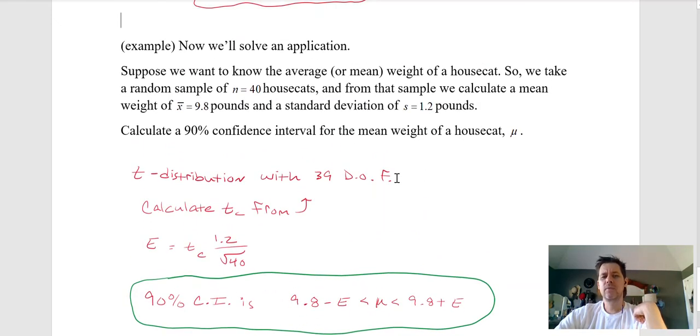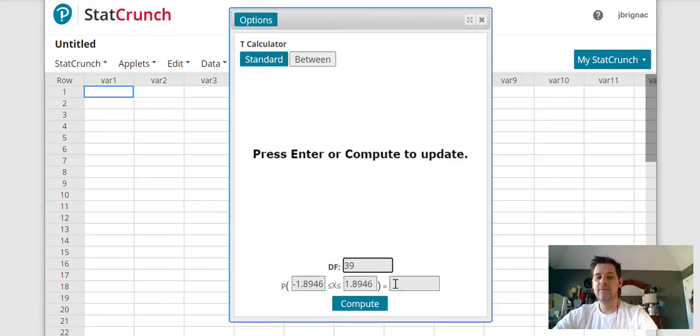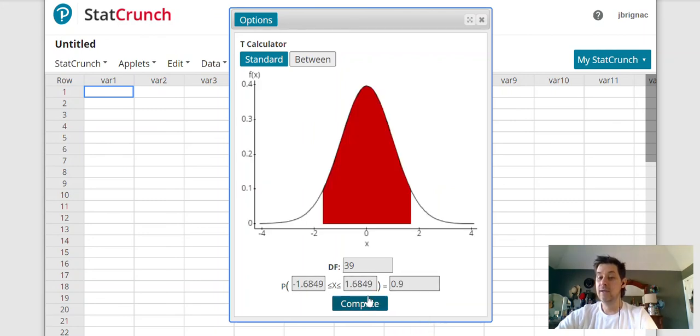Well, first we would consult the t-distribution with 39 degrees of freedom because the sample size is 40, and we want a 90% confidence. So I use those two numbers to get my initial value from the t-distribution. 39 degrees of freedom, 90% confidence, and there's my critical value of 1.6849.